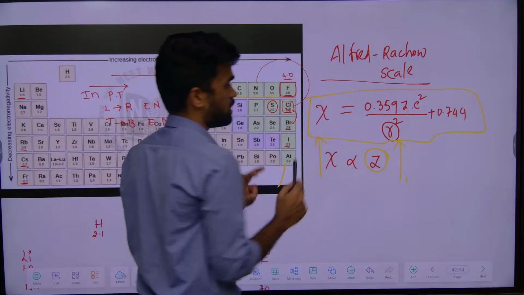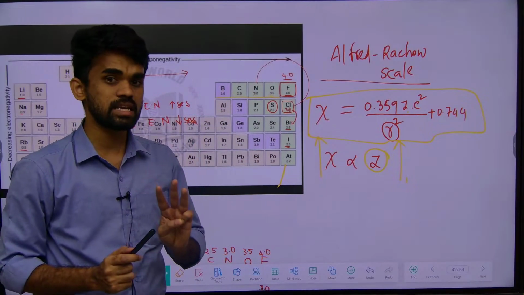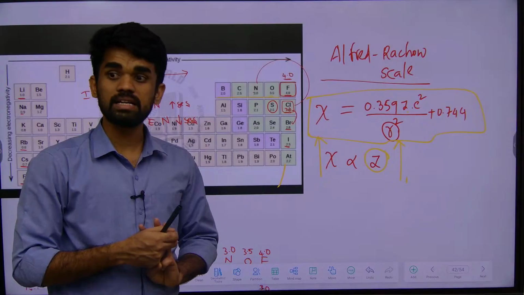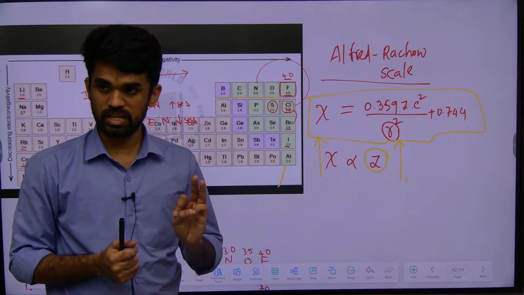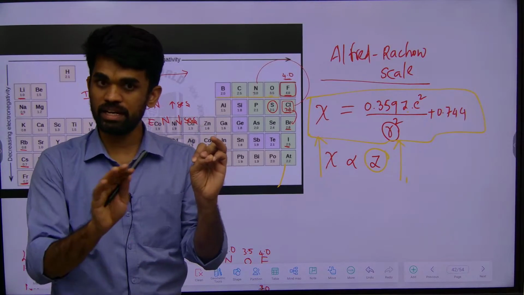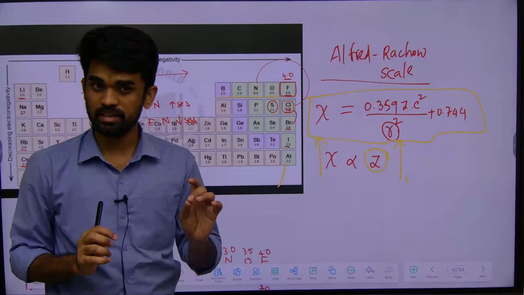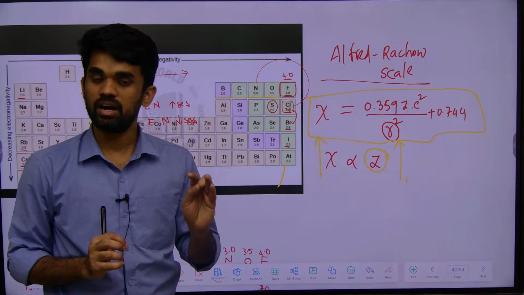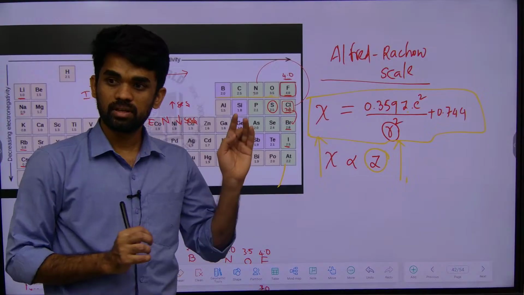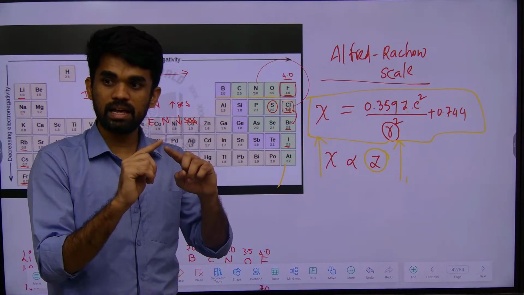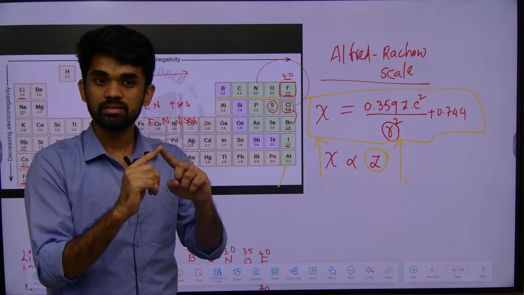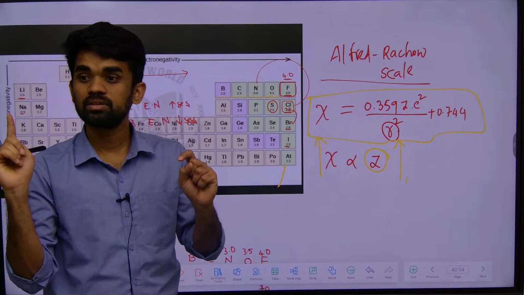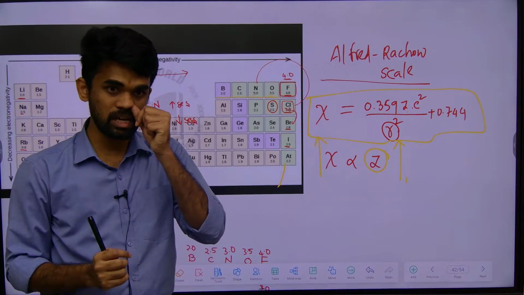So totally how many scales are given? Three. First scale is based on what? Millikan scale is based on ionization energy and electron affinity, the average value. Next, Pauling scale is based on bond energies. The relation between Millikan and Pauling: Millikan scale equals 2.8 times the Pauling scale.